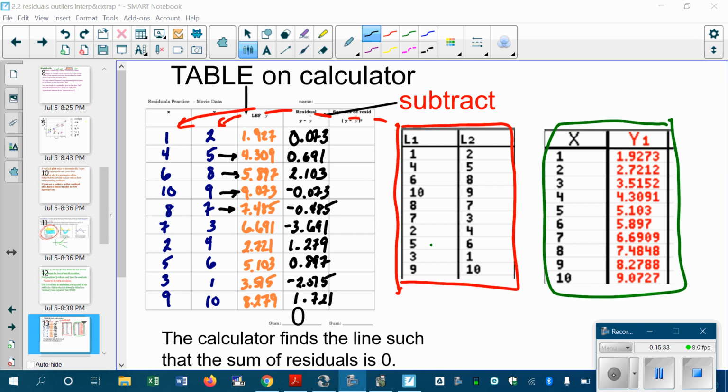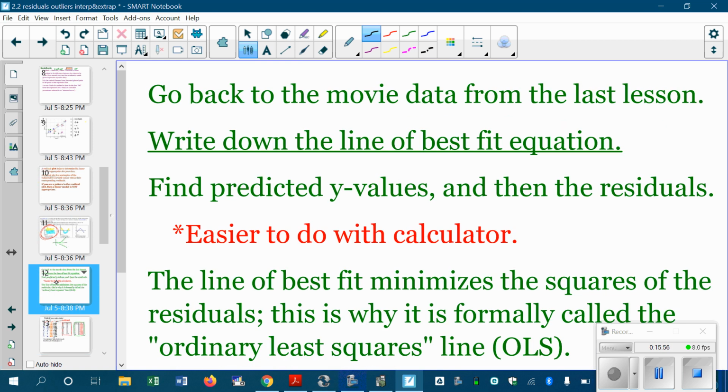What the calculator actually does in finding your line of best fit is not so much look at the residuals and find the line that makes the residuals be 0. What it does is it takes all of those residuals, squares them all, and then finds the line such that the sum of the squared residuals is as small as possible. So that is why the line of best fit is formally called the ordinary least squares line. It is making the smallest amount in the squares of the residuals.